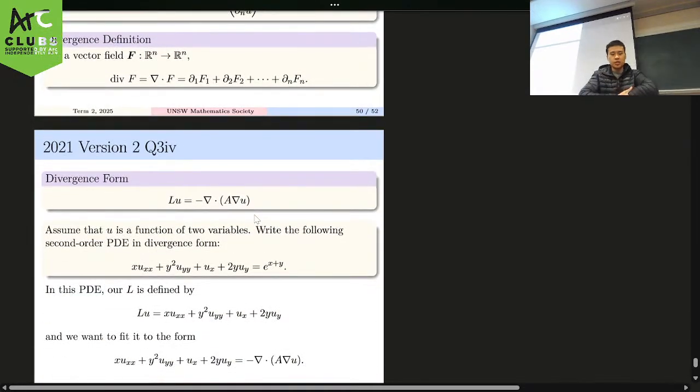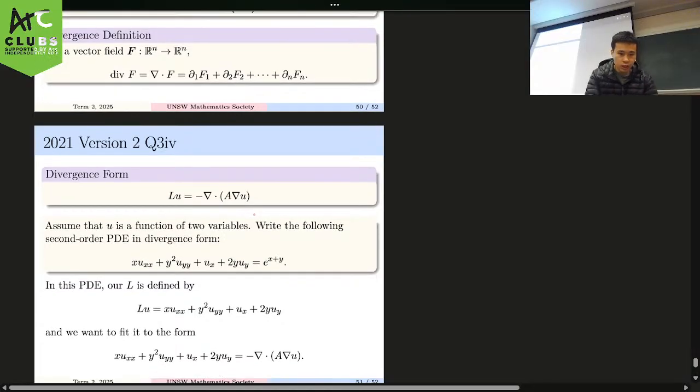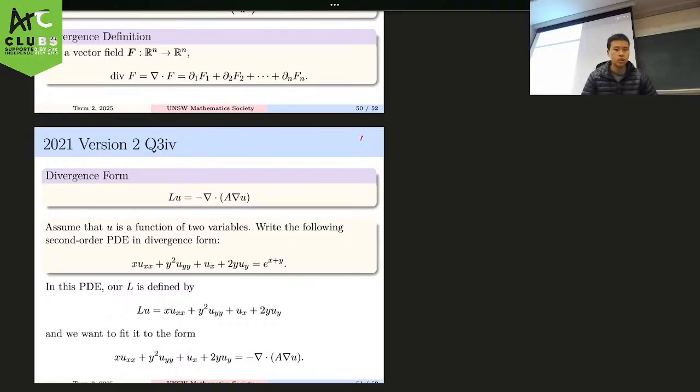So essentially, what this is saying is we can represent our operator in this divergence form. It's going to be the negative of nabla dot product with some vector, so not a vector but a matrix, multiplied by the gradient of u. If that's the case, and u is a function of two variables, write this second order PDE in the specific divergence form. What we can recognize is that this expression is our L of u, but then this e to the x plus y is the forcing term. So we just ignore that.